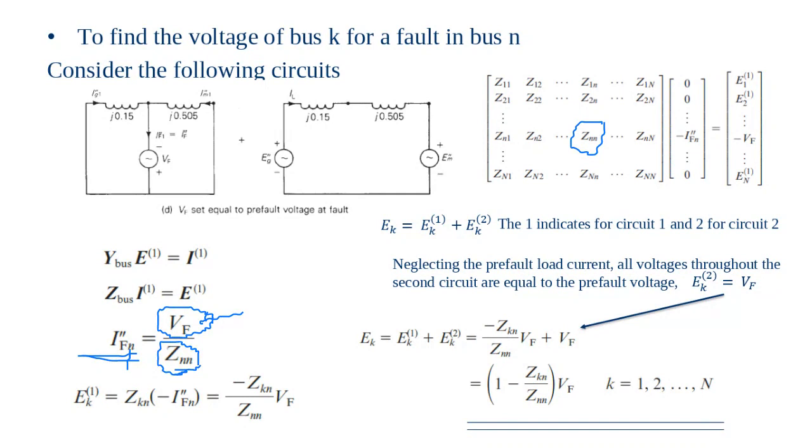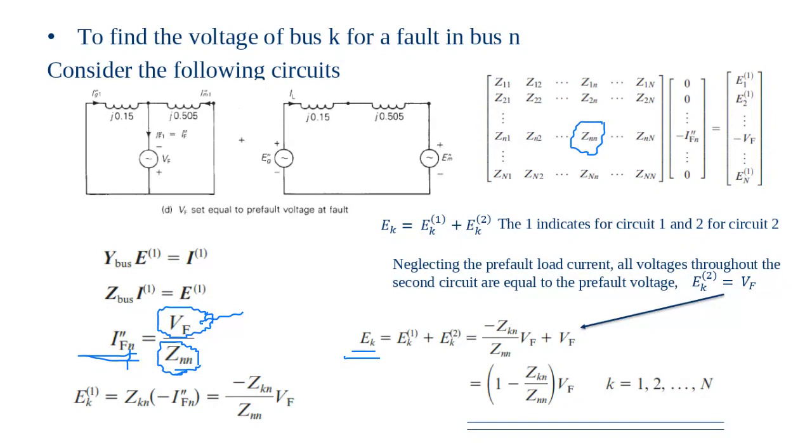And this one here is EK. What is EK? It is the voltage at bus number K when there is a fault at bus number N. Okay, a fault happens at bus number N, how will it affect other buses? So what will be the voltage? Of course, the voltage will be lower. Then it was maybe 1 per unit, then it will be maybe 0.8, 0.9, etc.